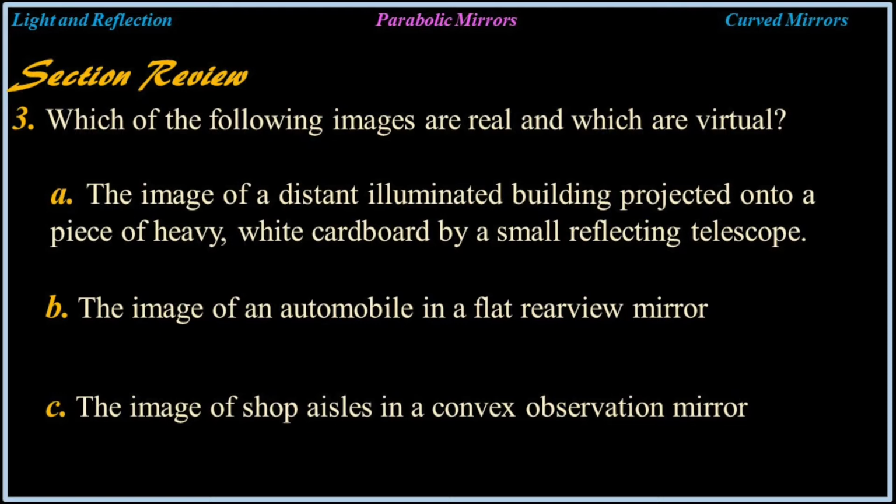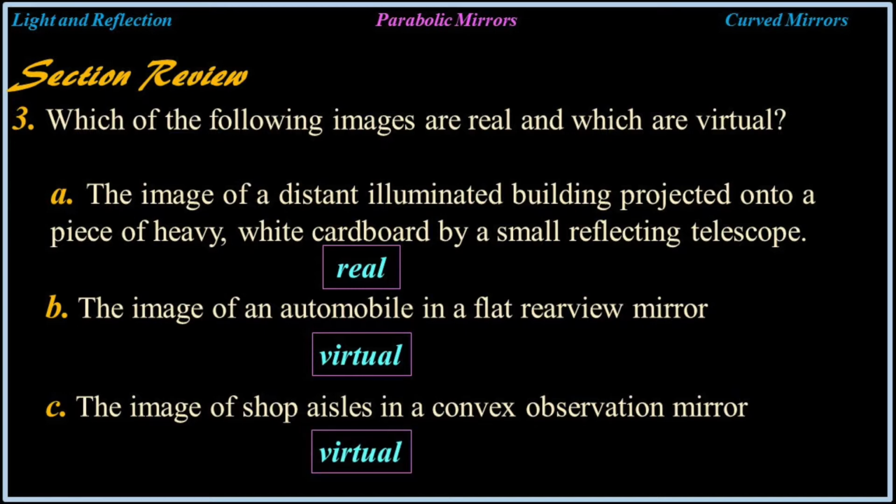Which of the following images are real and which are virtual? A, the image of a distant illuminated building projected onto a piece of heavy white cardboard by a small reflecting telescope. B, the image of an automobile in a flat rearview mirror. And C, the image of shop aisles in a convex observation mirror. A is going to be real. B is inside the mirror, so that'll be virtual. And C, you can also see inside the mirror, so that will be virtual.